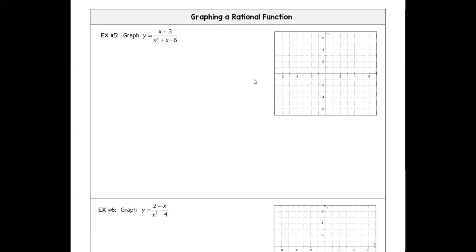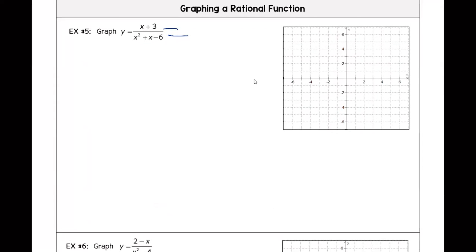Let's start. First off, before we even start listing any information, you always want to start by simplifying your function. The top you can't do anything with, but for the bottom, what would multiply to -6 and add up to 1? Well, that would be x plus 3, x minus 2. So right away, I see I can cancel that. This would really simplify to 1 over x minus 2.